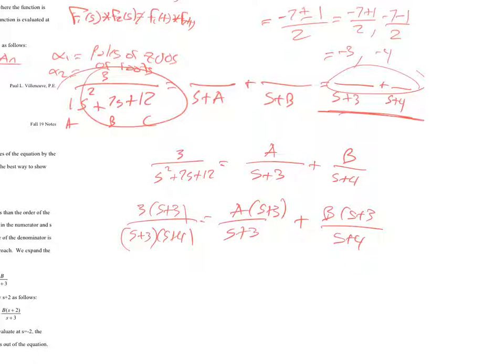Well, I'm multiplying both sides, which means I have to multiply both sides, which includes the b term, by s plus 3. Do the s plus 4. Yes, you're skipping ahead, but that's okay. So we have s plus 3. Let's do a little bit of math and factor that out. So we have 3 over s plus 4 equals a plus b times s plus 3 over s plus 4.